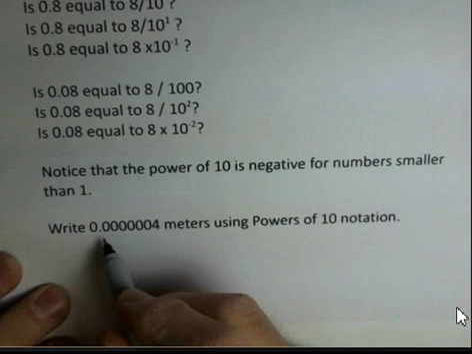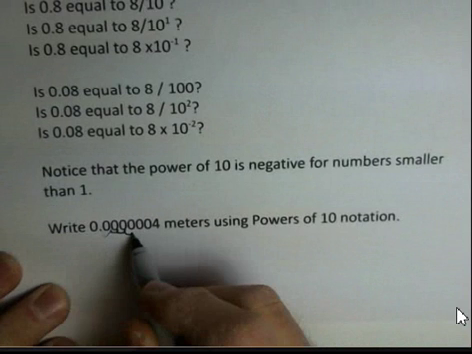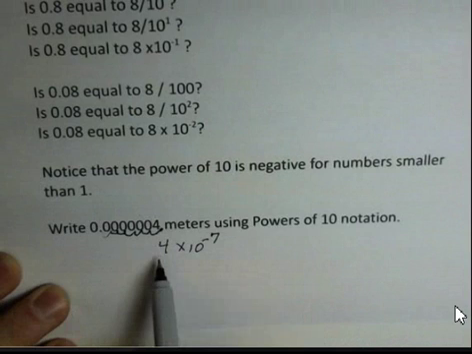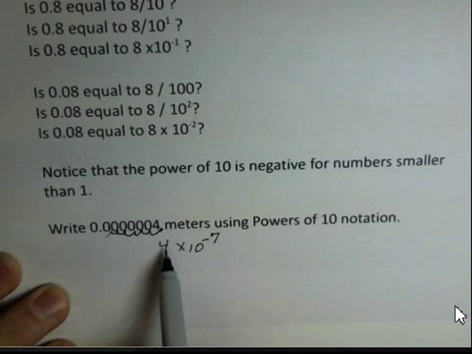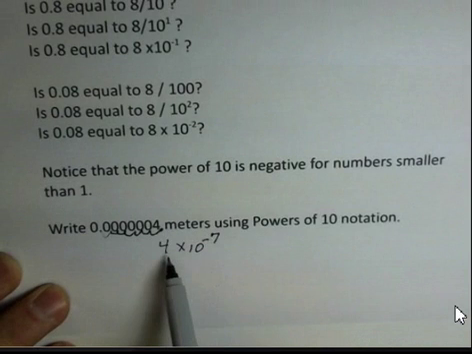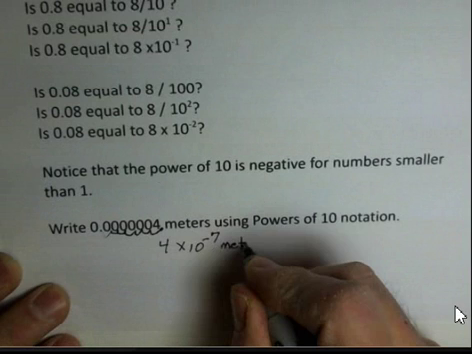So I have to move it once, twice, 3 times, 4 times, 5 times, 6 times, 7 times, and I'd get 4 times 10 to the minus 7. When I'm moving the decimal to the right, I'm making this representation out here a larger value. 4 is larger than 0.0000004. So I must use a negative for the power of 10, 10 to the minus 7. I moved 7 places, so we have 4 times 10 to the minus 7 meters.